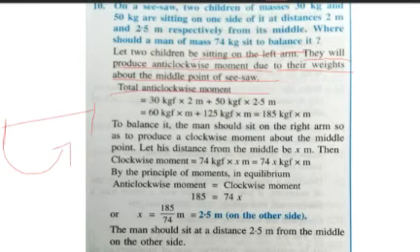The total anti-clockwise moment will be 30 kgf into 2 meter plus 50 kgf into 2.5 meter. We will just add it. So 60 kgf into meter plus 125 kgf into meter. So that will be 185 kgf into meter.